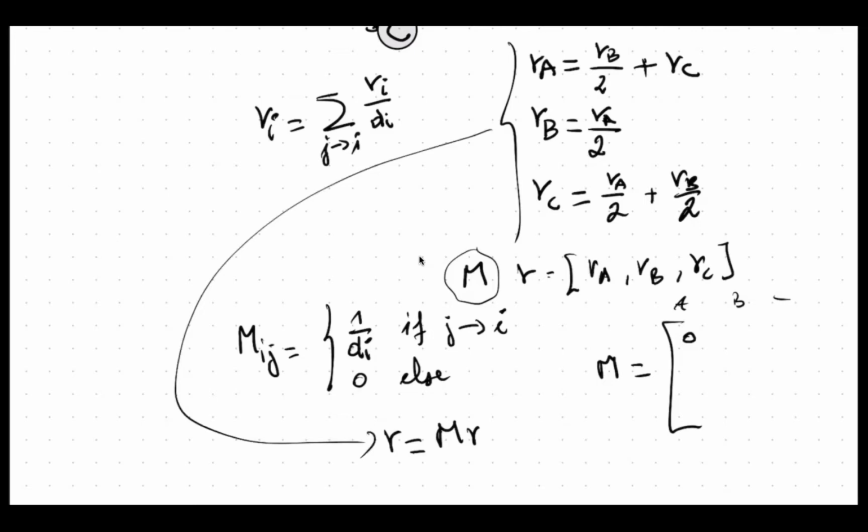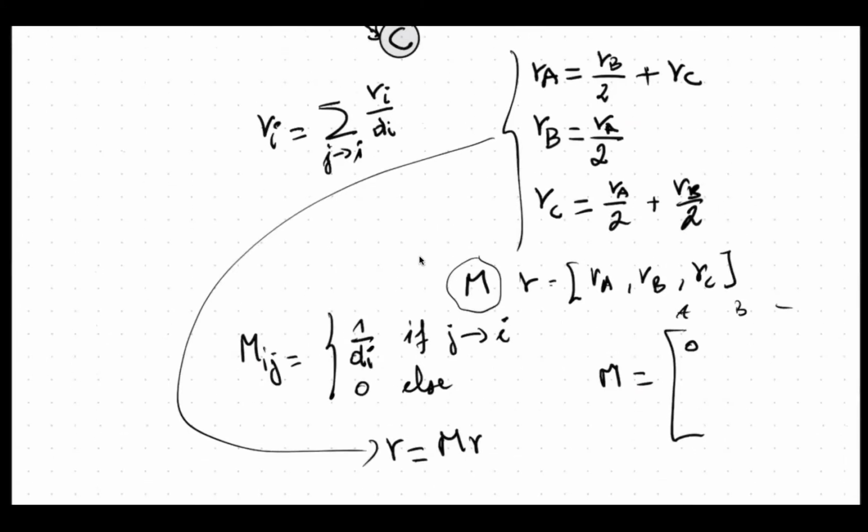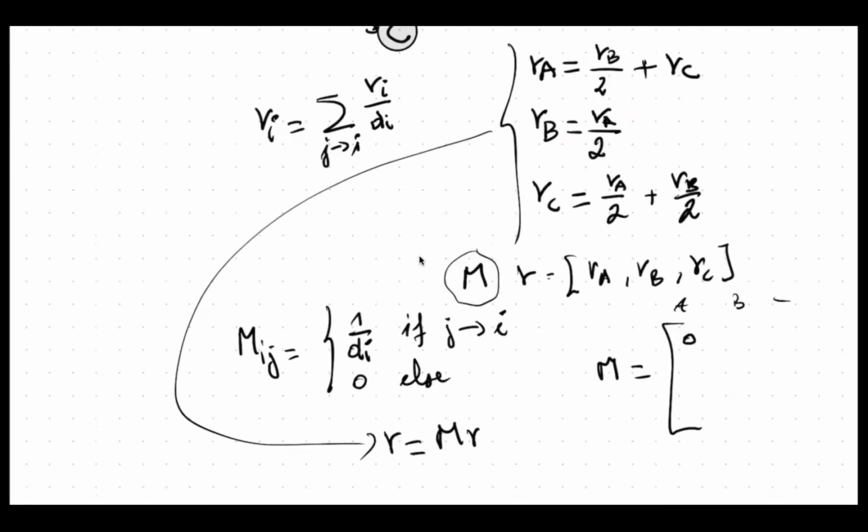Now we need to come up with the M. So M will be, so here the second component you have there, 1 divided by 2. As we said, we divide by the out degree. And here we have 1. The second row, we have here 1 over 2, and here 0 and 0, right? And the last row, we have 1 over 2, 1 over 2, and 0. So here's our matrix M, and here's the matrix R, right?